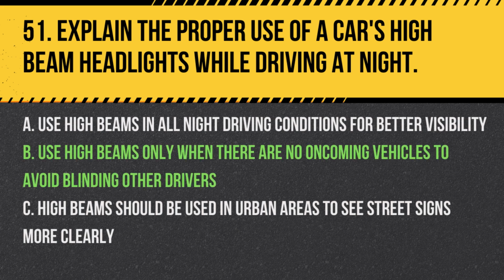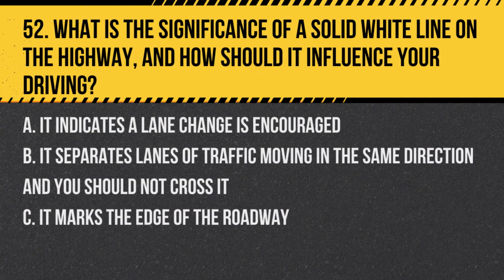Answer. B. Use high beams only when there are no oncoming vehicles to avoid blinding other drivers. High beams can greatly improve visibility, but must be used considerately. Question 52. What is the significance of a solid white line on the highway, and how should it influence your driving? A. It indicates a lane change is encouraged.